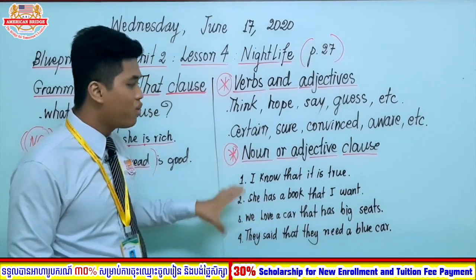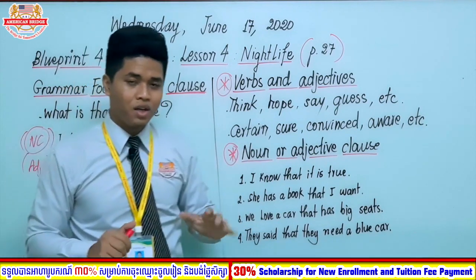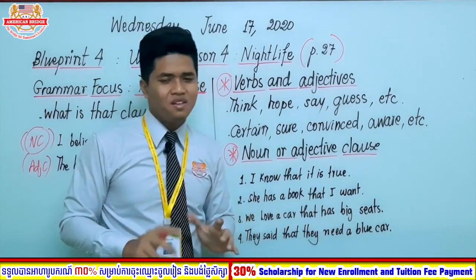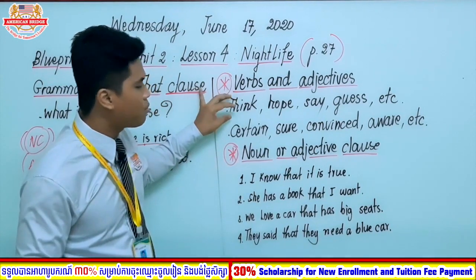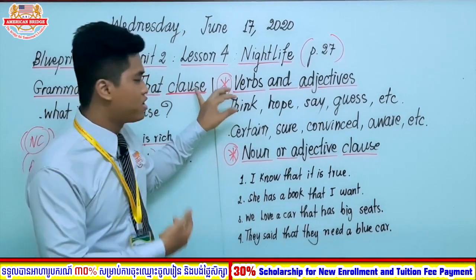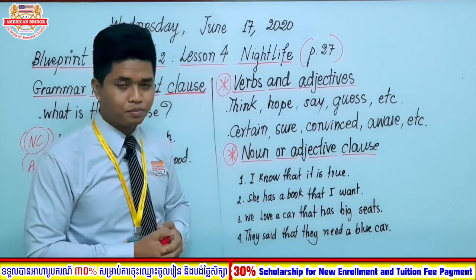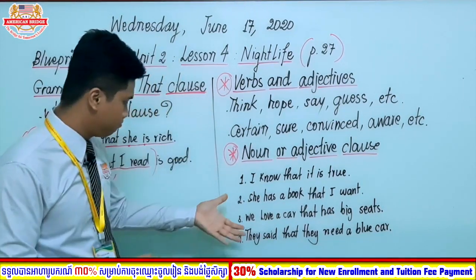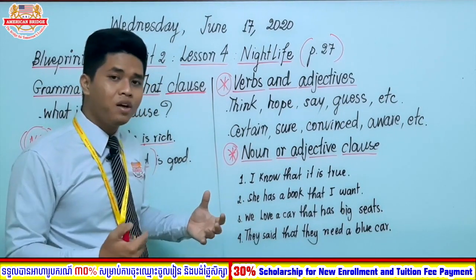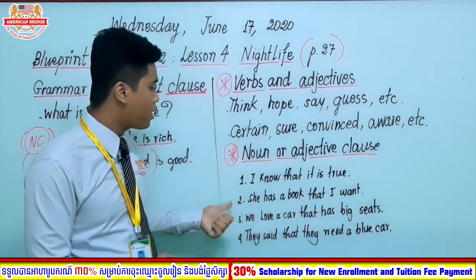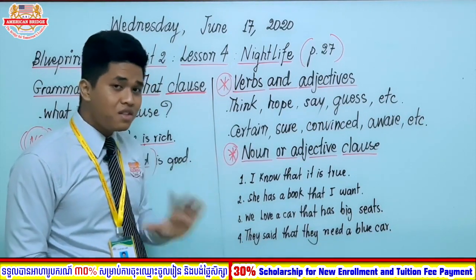Here is a quick review, a quick recap of the lesson today. I hope it is a very easy and simple lesson. What you need to do is to remember some of the verbs and some of the adjectives that you can use with that clause. Here are some examples to help you remember and identify which one is a noun clause and which one is an adjective clause. So it is easy, as I said.